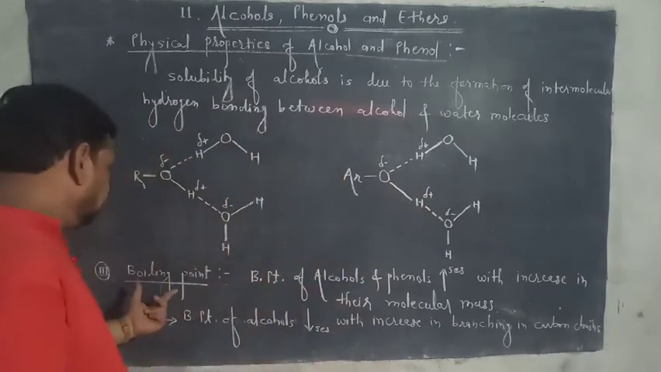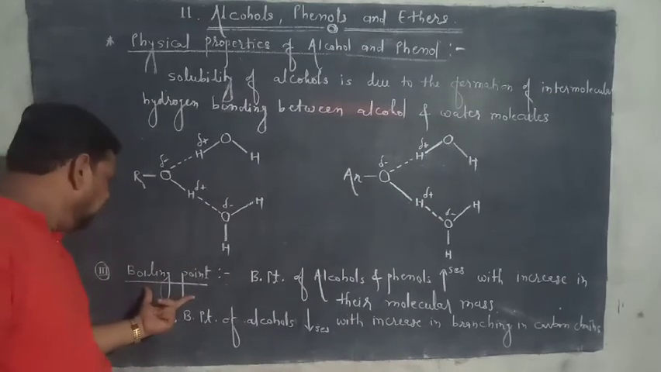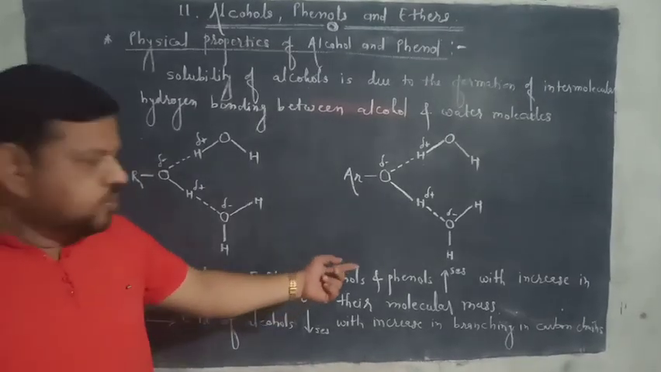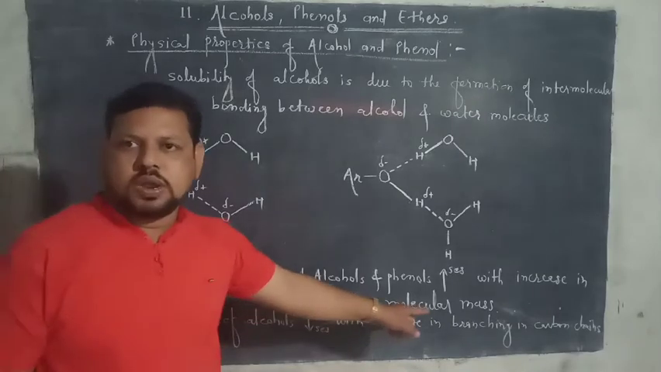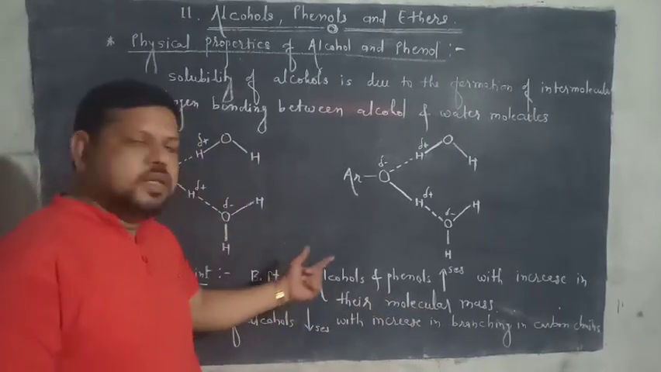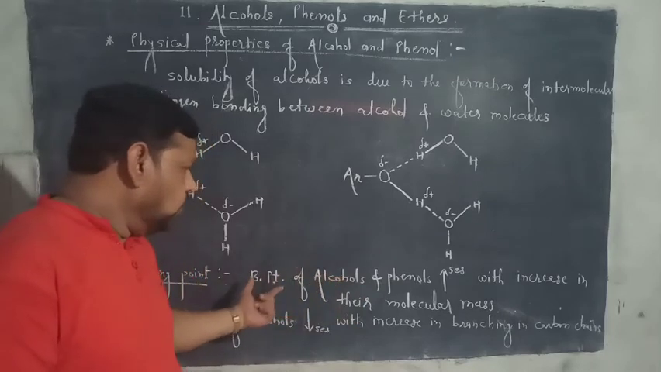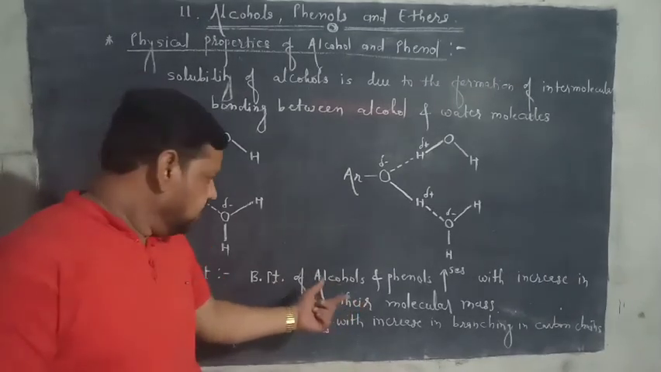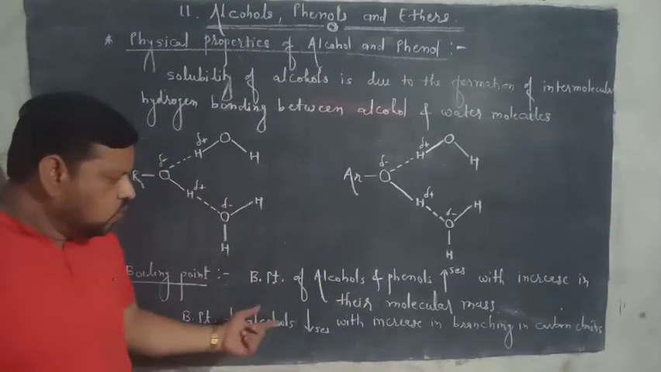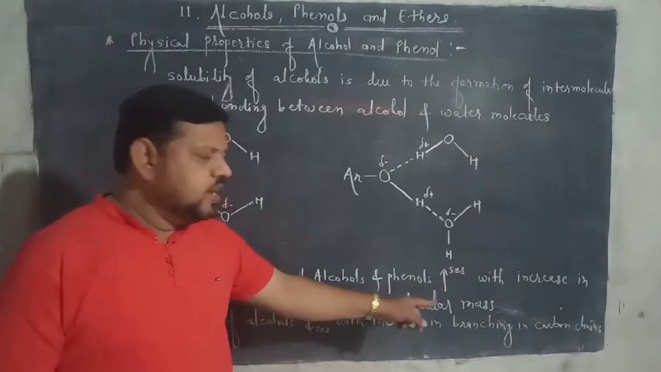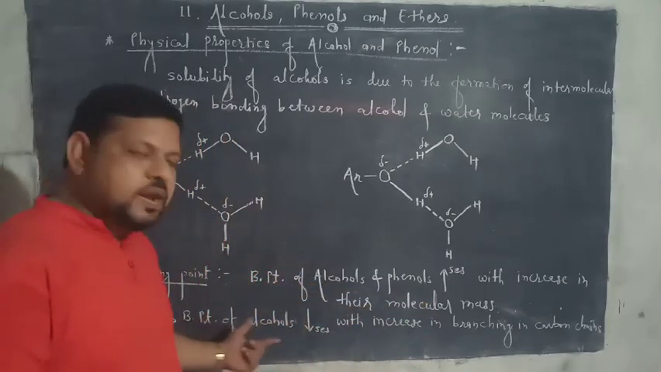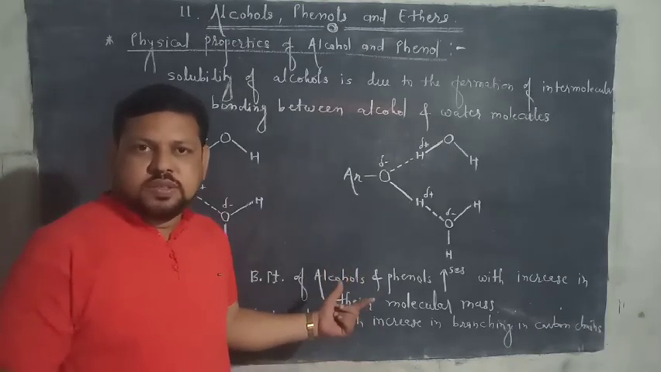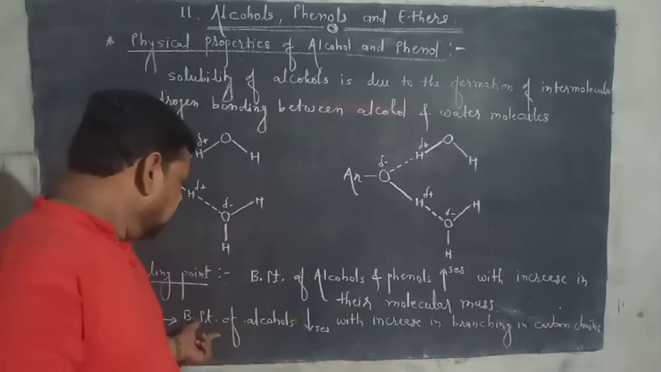Then we discuss the next point, that is boiling point. The boiling point of alcohols and phenols increases with increase in their molecular masses. Suppose lower alcohols, the boiling point of a lower alcohol is smaller than that of a higher alcohol. Next point, the boiling point of alcohols decreases with increase in branching in carbon chains. For example, n-butyl alcohol, then isobutyl alcohol, secondary butyl alcohol, tertiary butyl alcohol. These are the examples.